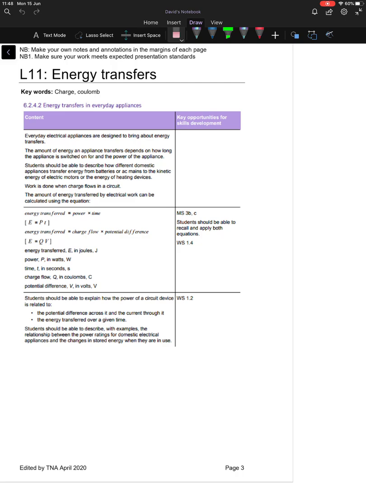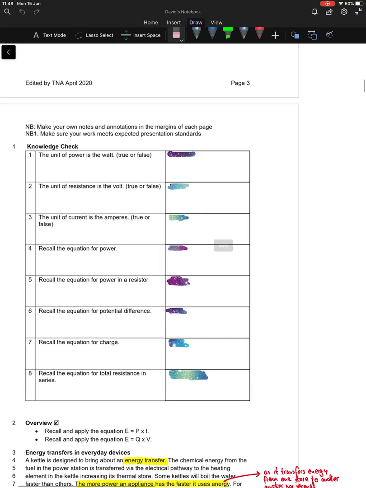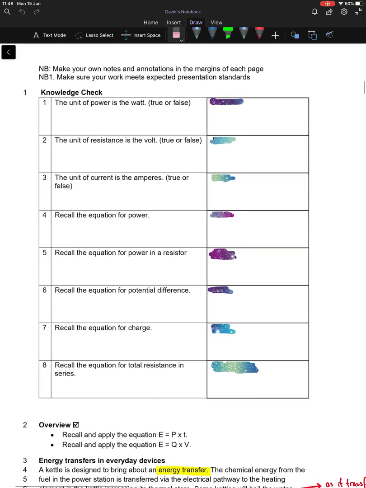Right, hello folks, and welcome to your next lesson in the electricity unit of study, which is on energy transfers. As you'll see, as usual, we've got a bit of specification information, just giving a summary of some of the key points we're going to try and cover today.